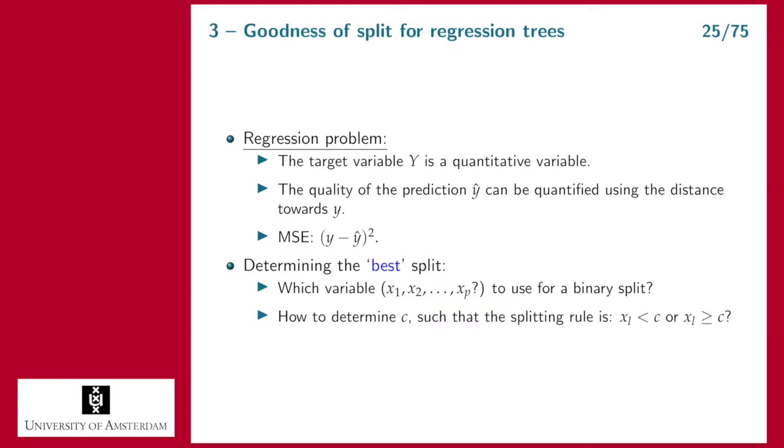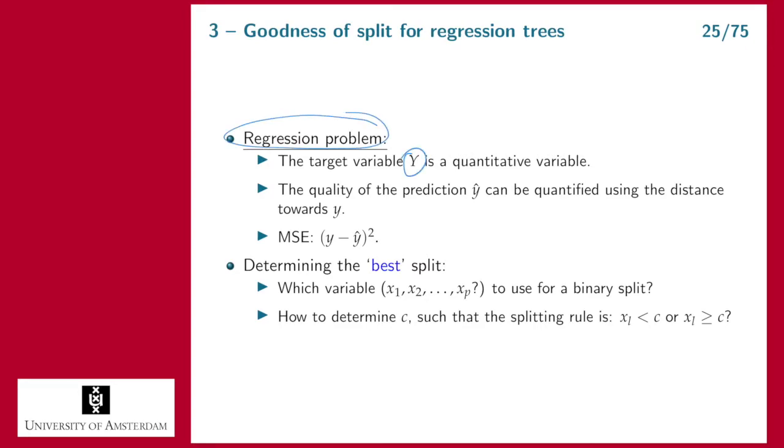Hello everyone. In the previous videos, we showed what a decision tree is and how a decision tree partitions the feature space into different subsets. In this video, we will consider how we can determine the best split. If we want to split a certain node into two child nodes, what is the best way to split it? We start with a regression problem.